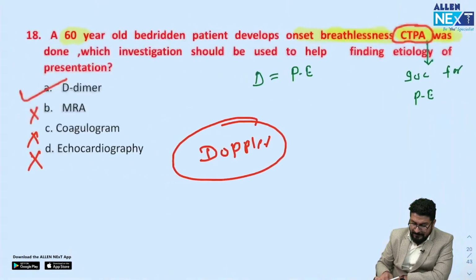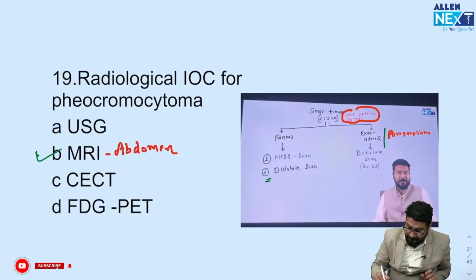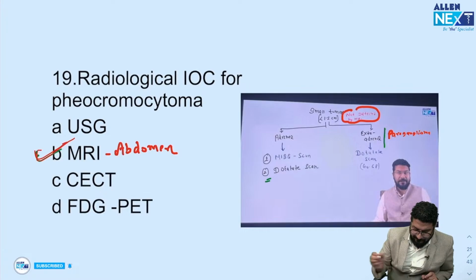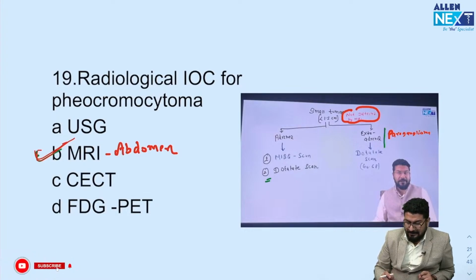So remember, here they are just asking about the investigation of choice. So the first thing we will do is MRI. Am I clear? MRI. Suppose in this question I ask you for the radiological investigation for a pheochromocytoma that is smaller, then the answer will become MIBG scan.